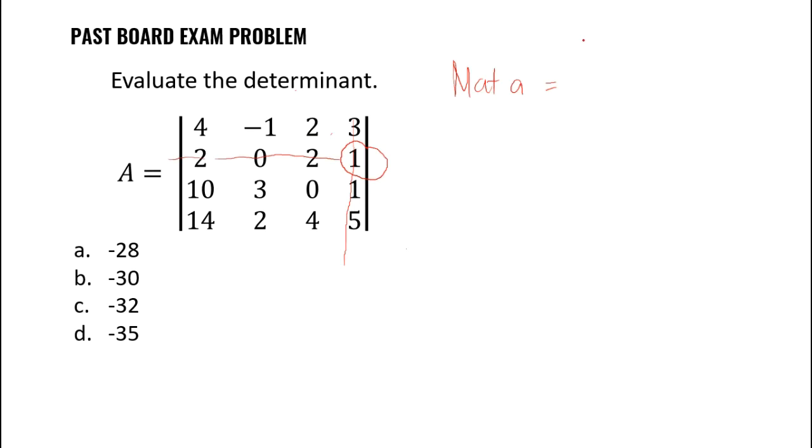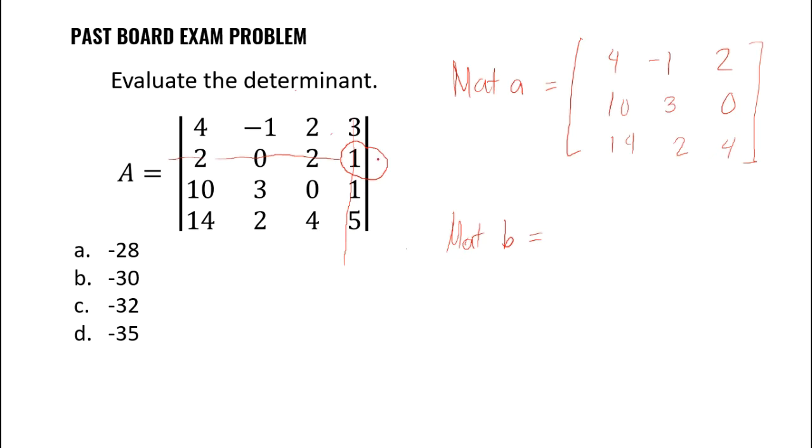So, we have here 4. So, negative 1, 2. We have here 10, 3, 0. And we have here 14, 2, and 4. So, i-save natin siya guys. Then, matrix B is we have here. So, yung matrix B natin guys is itong 3 by 1. So, 3 rows, 1 column. So, ano yun? So, we have here 3, 1, and 5.